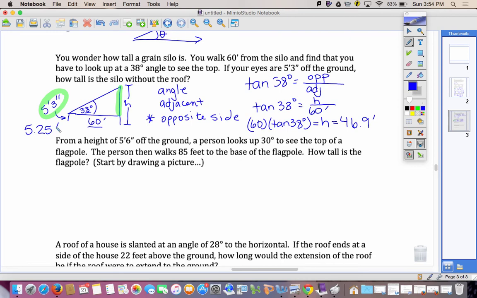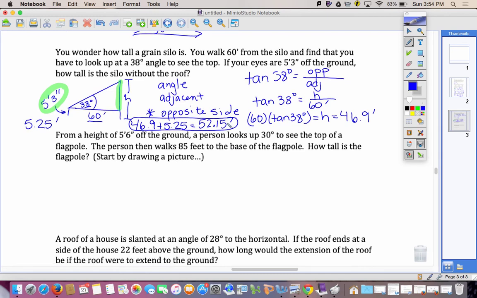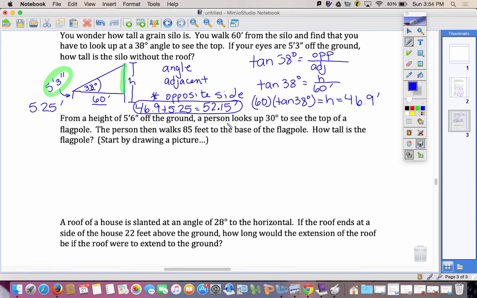So now you need to add that 5.25 feet to the 46.9 feet that we already have. If you do that, you get 46.9 plus 5.25, and you get a total of 52.15 feet. So this is your final answer. And it says about 52.1. So we're good. We're in the ballpark.